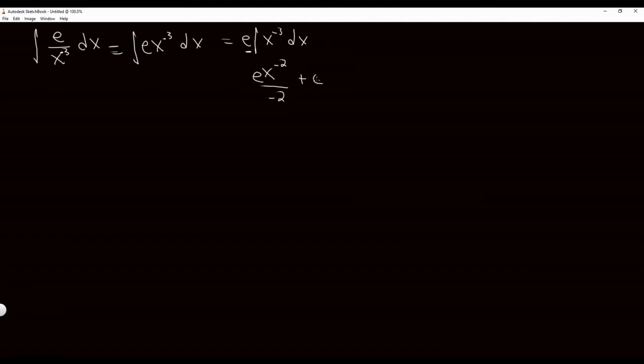But to simplify this, we're going to take this negative out to the front, so it's going to be negative, and we're going to switch this sign to a positive, so we're going to bring the x to the negative 2 to the bottom, and it's going to be negative e divided by 2x squared plus c. And that is the answer to this problem.